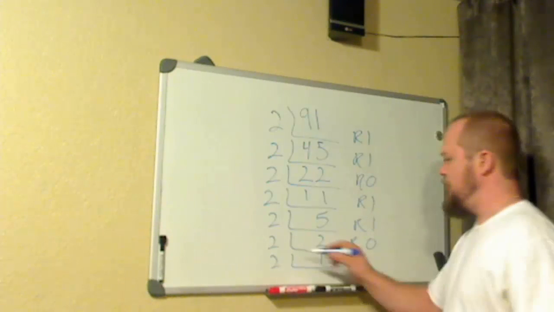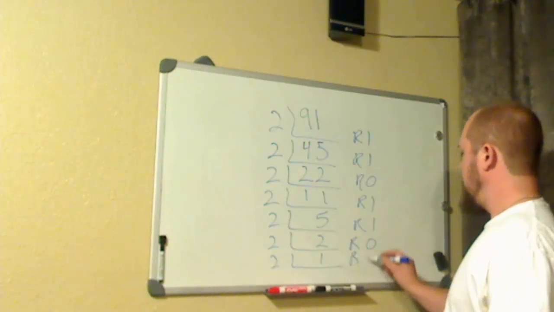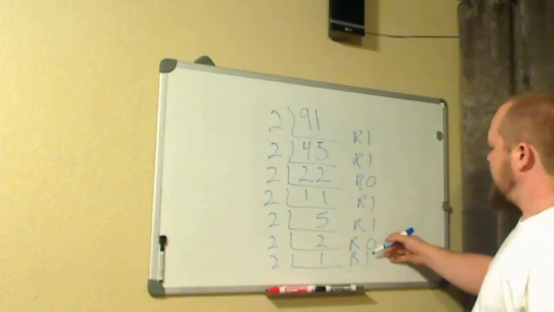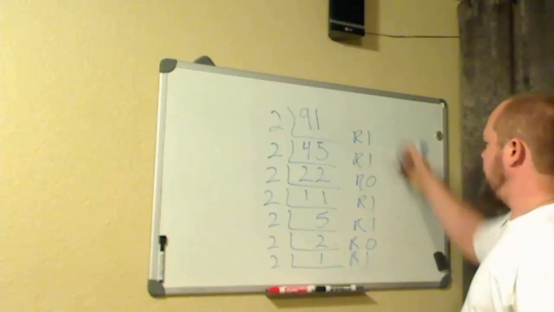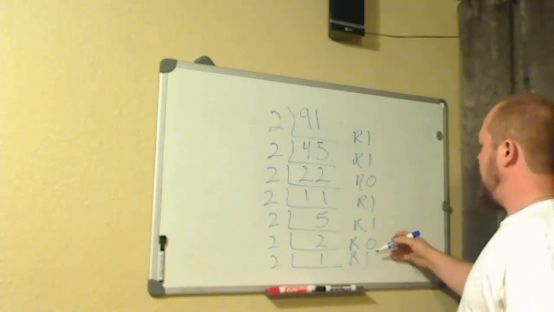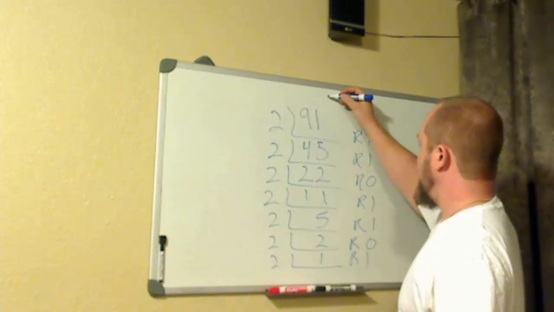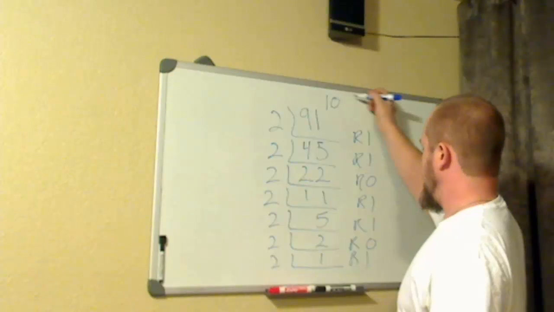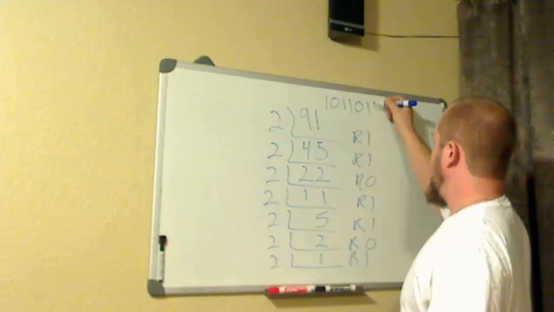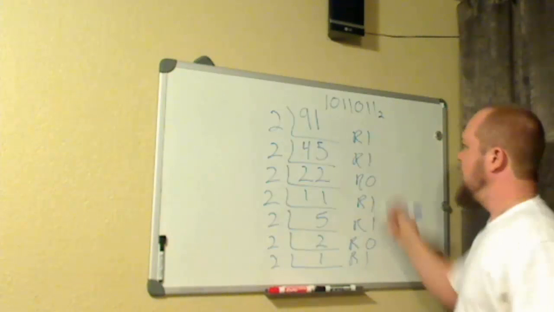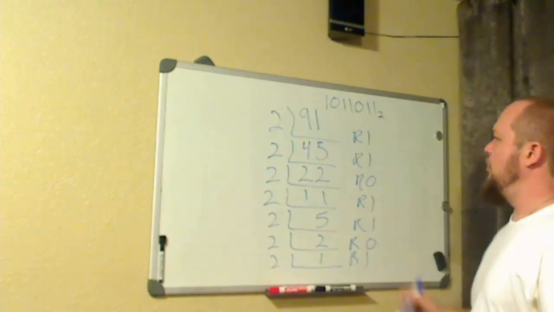And finally we have 2 going into 1, which you cannot do. So the 1 is our last remainder of 1. This is our most significant digit, or in this case, most significant bit. This is our least significant bit, or least significant digit. From bottom to top and left to right, we will put 1, 0, 1, 1, 0, 1, 1 in base 2 binary. So 1011011 in binary is the equivalent to 91 in decimal.